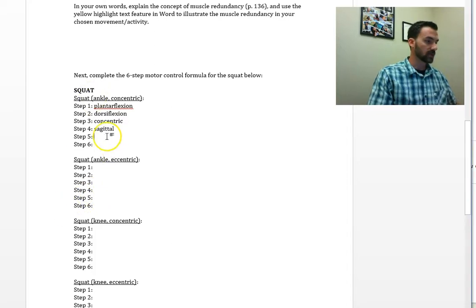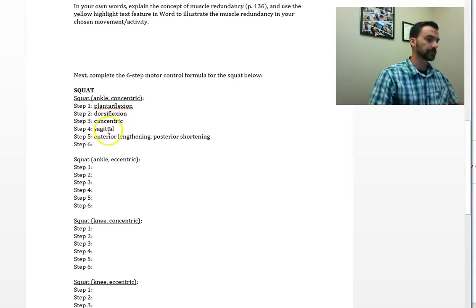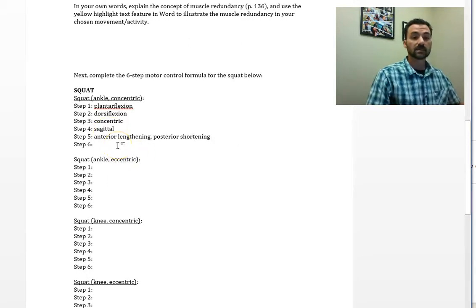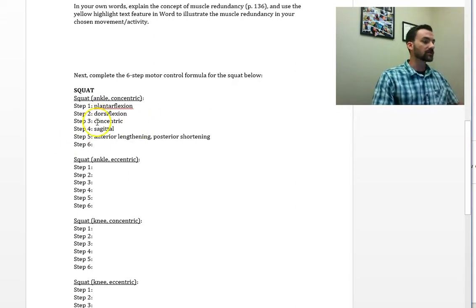So we'll say that the anterior are lengthening and posterior shortening. Okay? And then step 6, the final step here, is to combine the information from steps 3 and 5. So we know that this is concentric. The anterior muscles are lengthening and the posterior muscles are shortening.